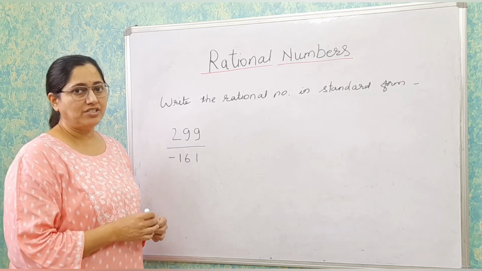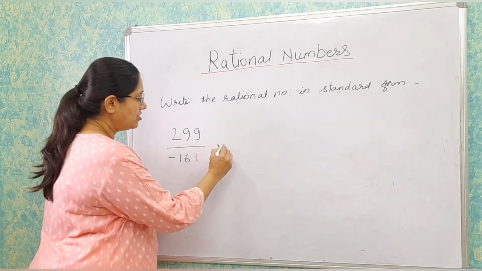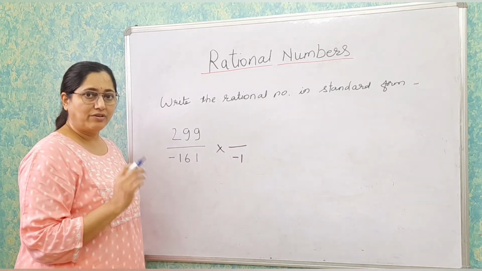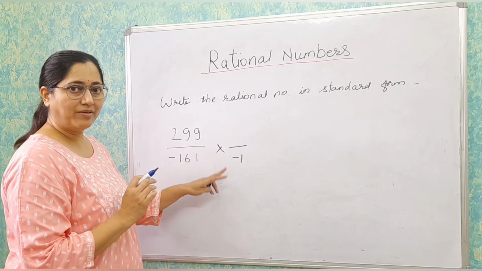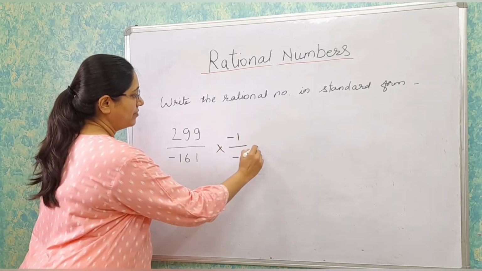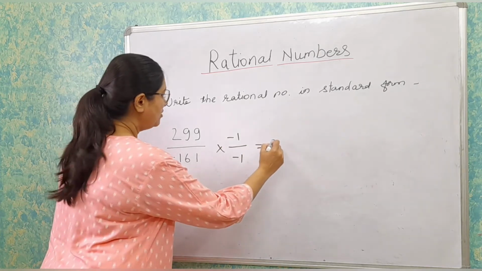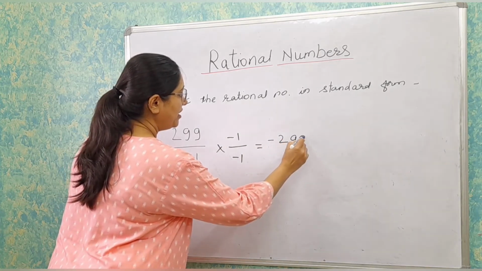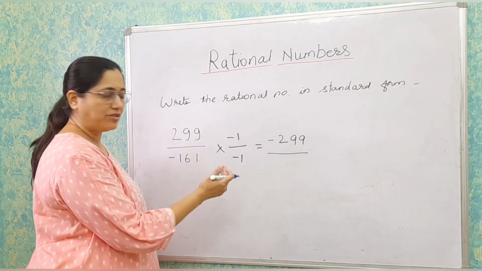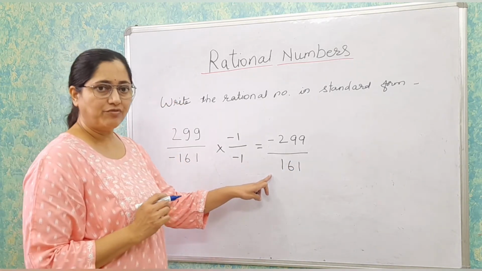Whenever we have to change the sign of any integer, we have to multiply it with minus 1. So first I will multiply minus 161 with minus 1. But you cannot multiply any one of them. If I am multiplying the denominator, I have to multiply the numerator also. So now my answer will be 299 multiplied by minus 1, which is minus 299, divided by 161, since the multiplication of two negative integers is positive. So our first condition is fulfilled.